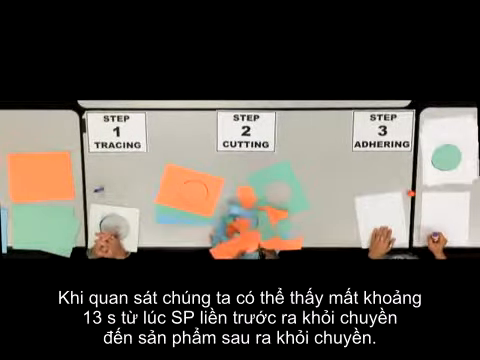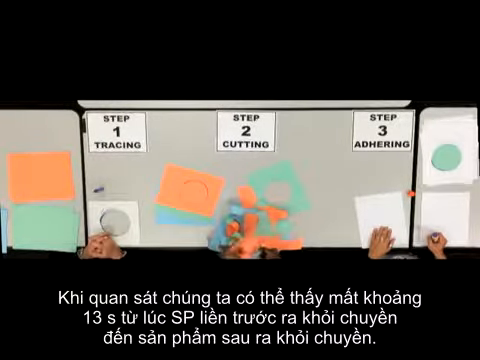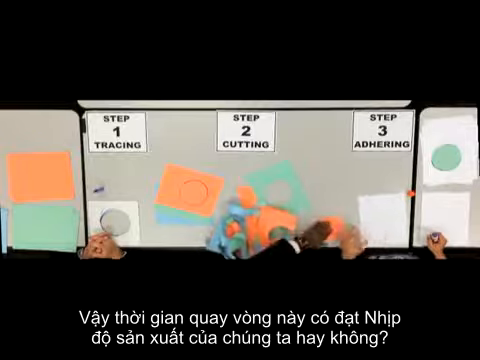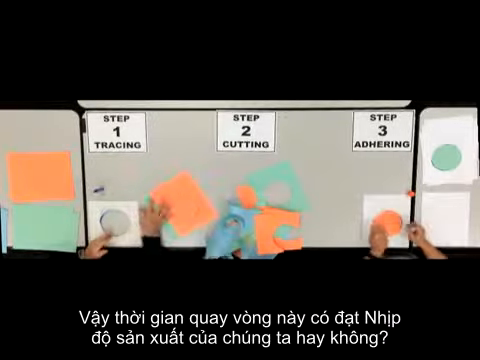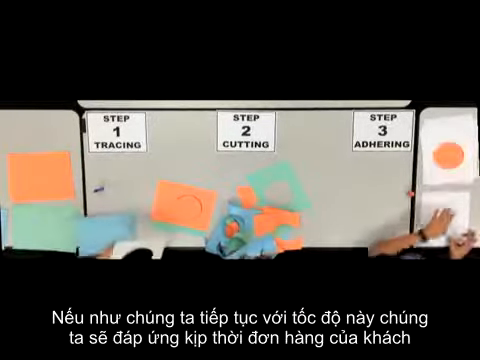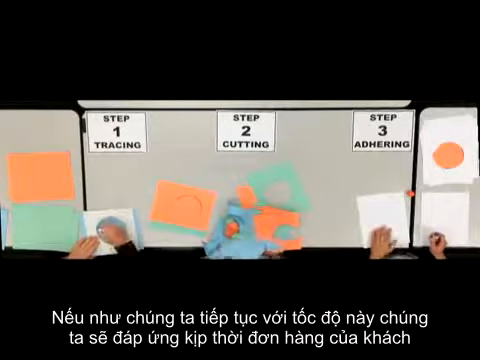When we measure the cycle time, we get roughly 13 seconds. Do these times meet our takt time? Yes, they do. If we continue to run at this pace, we will meet our customers' demands.